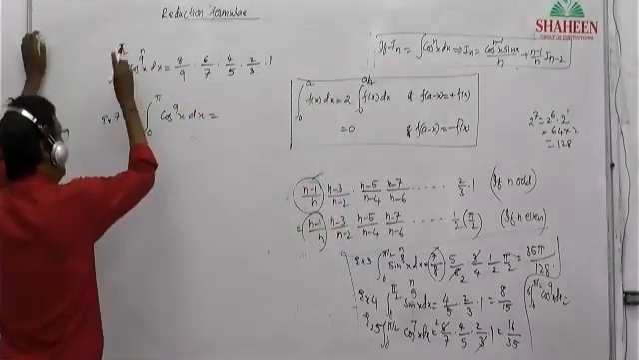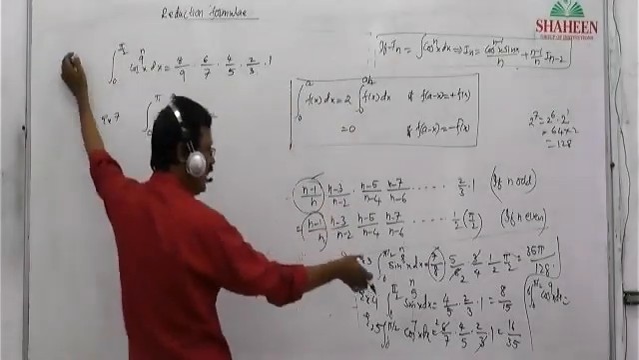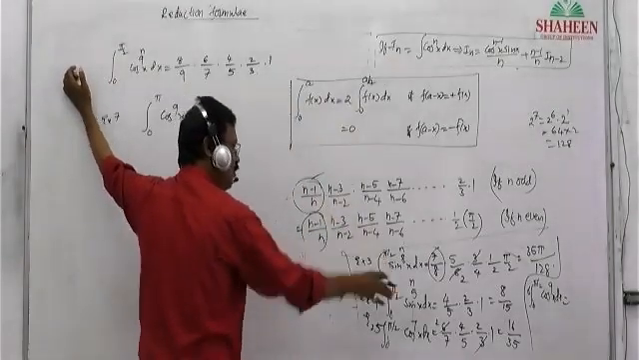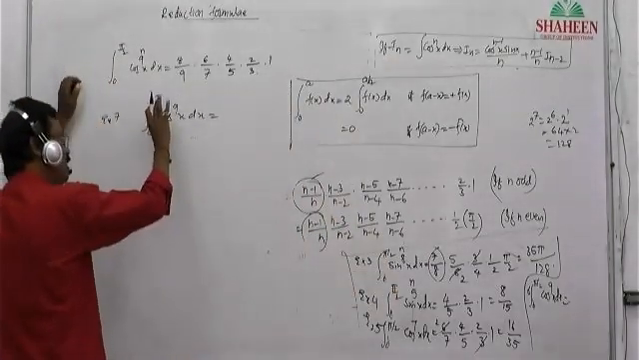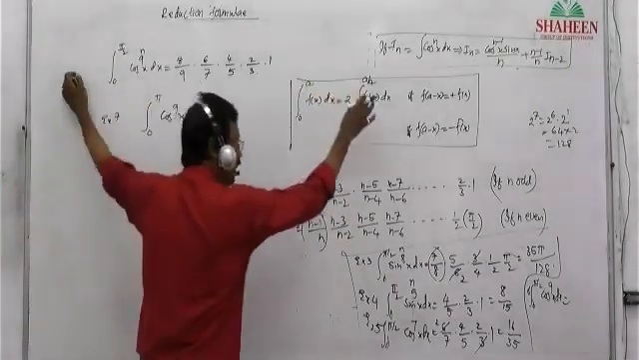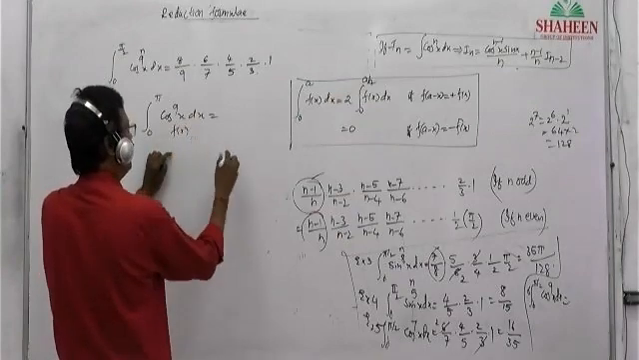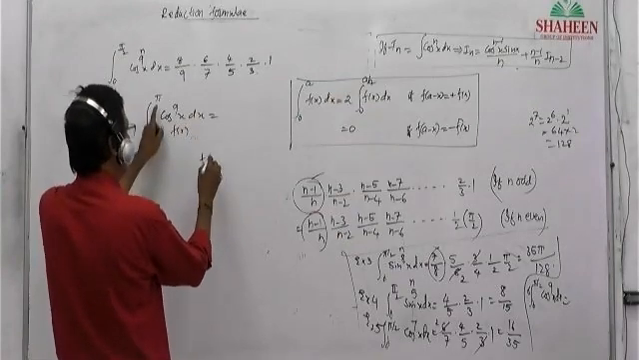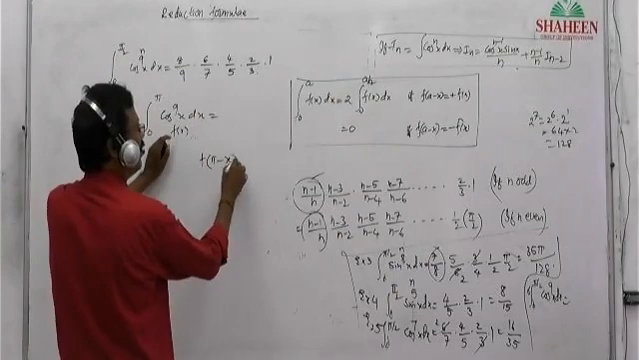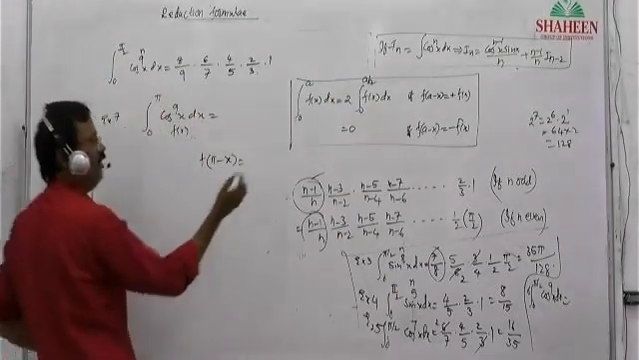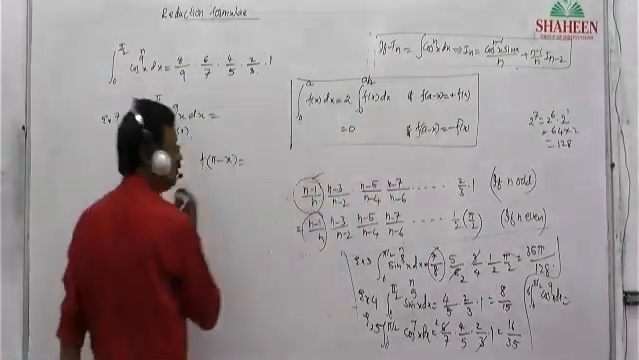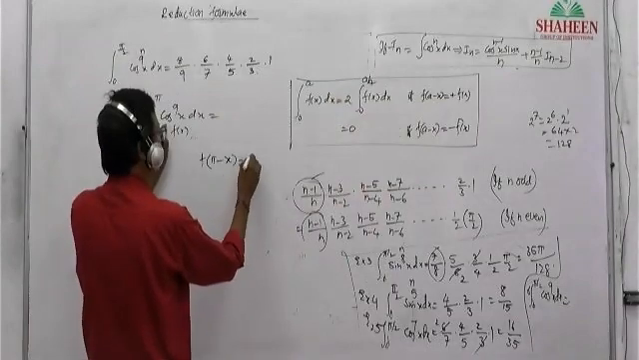Right. Now we want to change into this one. Why? For the reduction formula, 0 to pi/2 must be there. But here it is 0 to pi, so we have to change it like this. Now check whether this is f(x) or not. f(a minus x), where a is pi. I am checking f(a minus x).